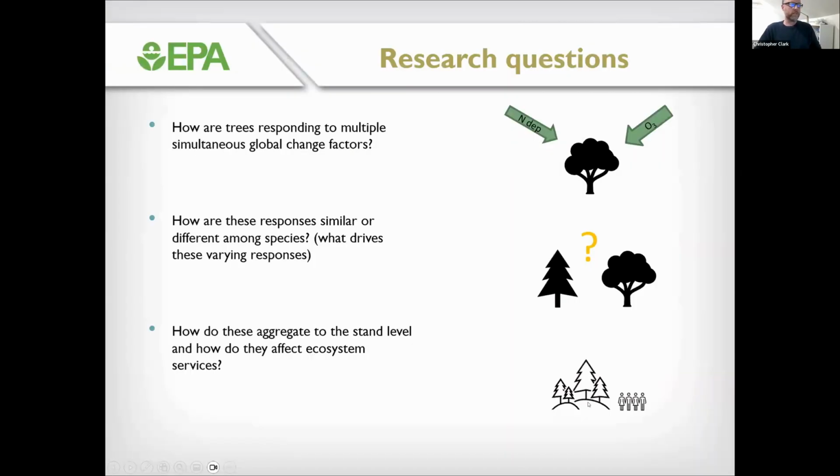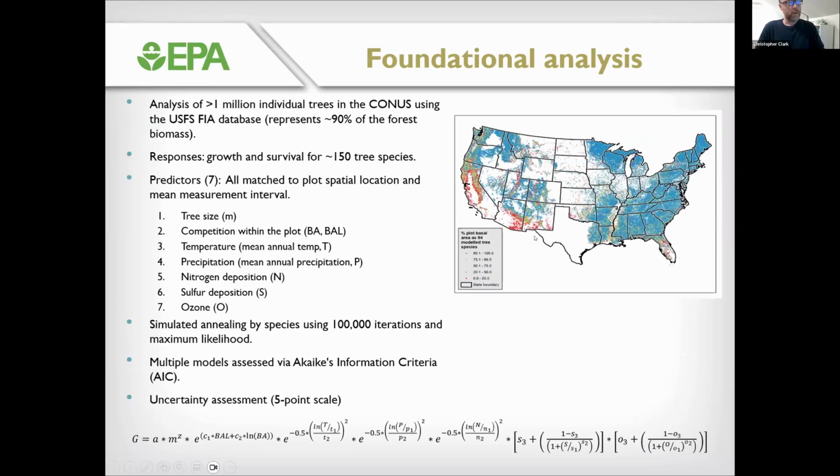So we're interested in several research questions here: how are trees responding to multiple simultaneous global change factors? They're not experiencing these things one at a time. And this is just a caricature of nitrogen deposition and ozone affecting a tree at the same time. We want to understand how these responses are similar or different among species, and if we can get functional trait information to start to delve into what explains some of that variation among species. And then finally, how do these aggregate to the stand level, and how do they affect the ecosystem services upon which society depends?